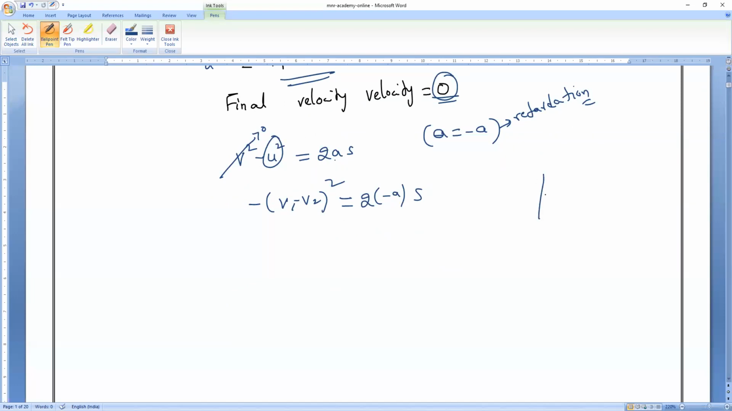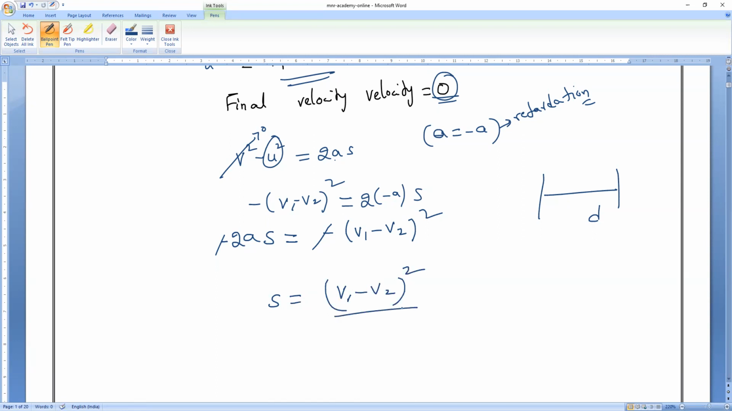Now we all know the distance between them is D, so you can see what distance it should be. You can notice A, so it will become minus 2AS equals minus (V1 minus V2) whole square. So minus minus will get cancelled. So the distance that should be maintained to avoid the collision must be, what is that? S is equal to what? Everybody? Yes, please. (V1 minus V2) square by 2A.